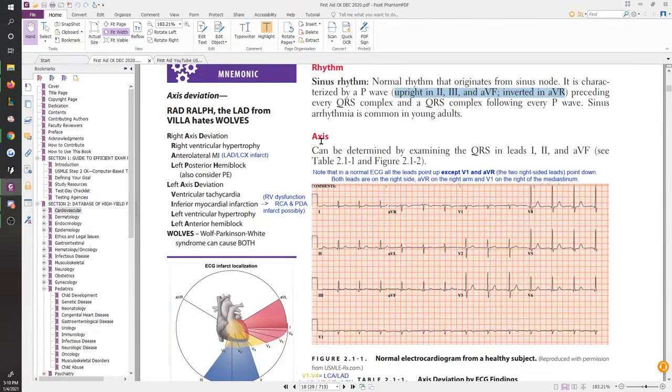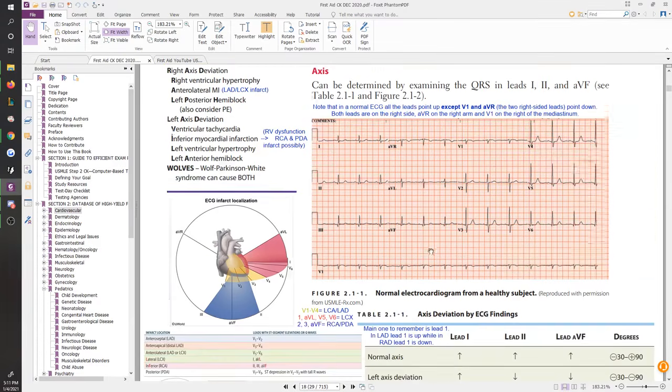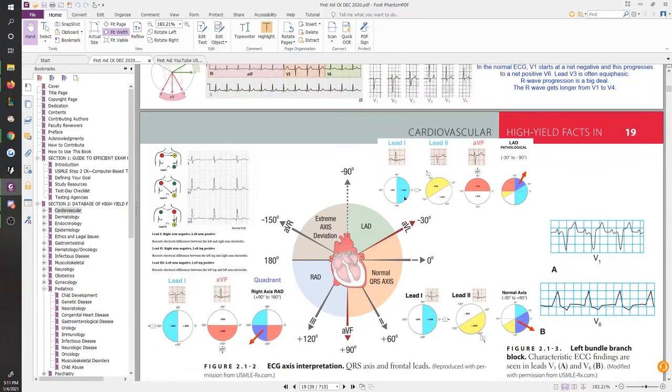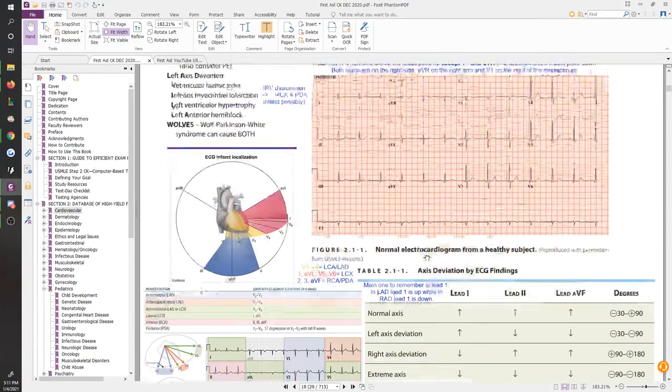The axis, this is something that most Step 1 students have no idea of. The axis can be determined by examining the QRS in leads 1, 2, and AVF. So the axis is something that you're going to see later on. It's going to become more clear as you go into the studies of the ECG more. So we're going to see these are the various axes here. But let's actually dive into this, right?